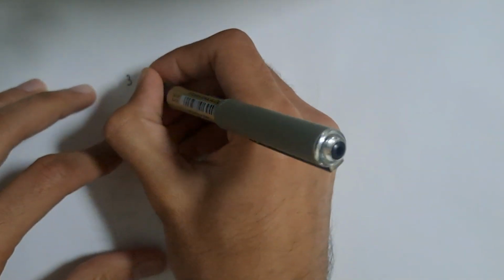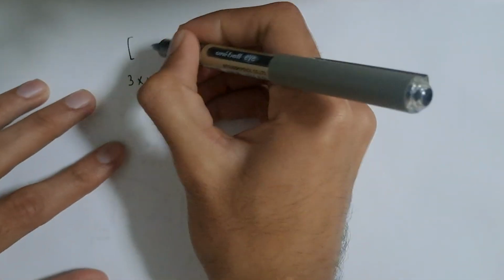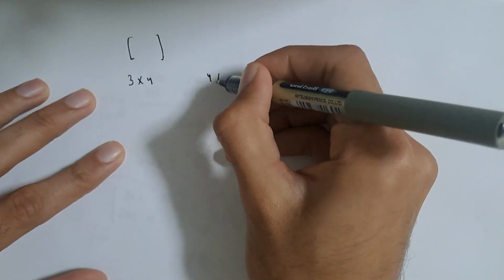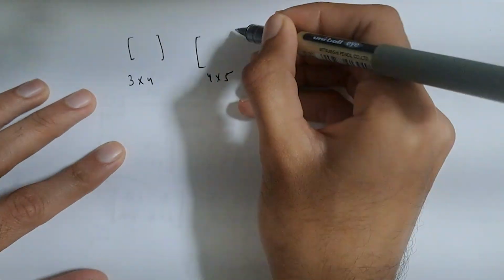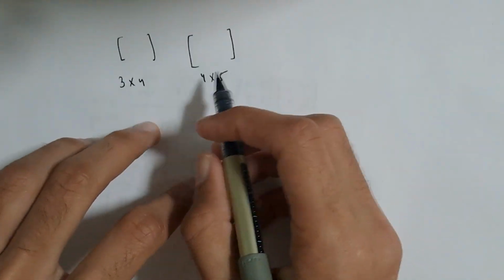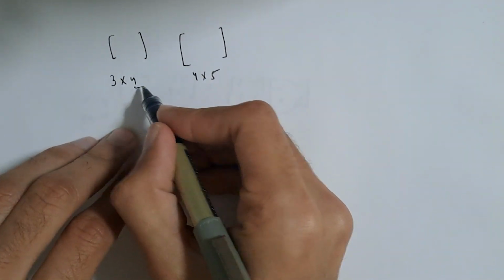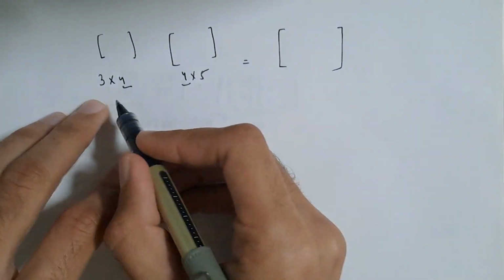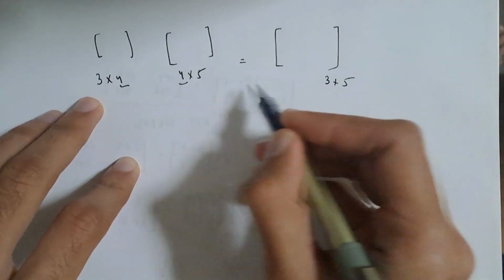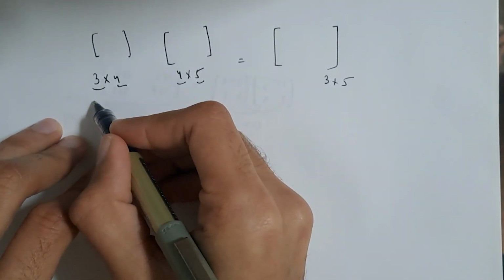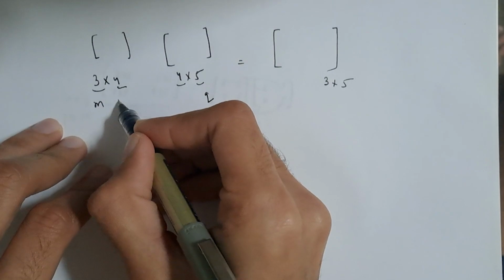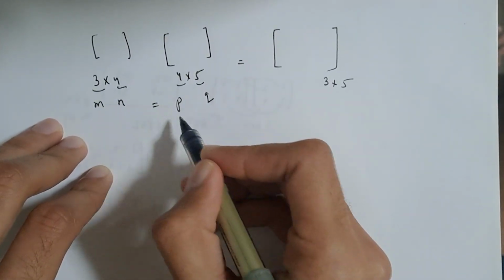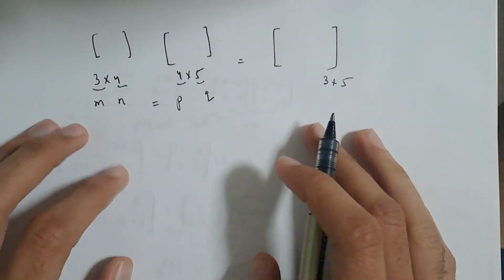So let me show an example. Say I had a 3 by 4 matrix here and a 4 by 5 matrix here. Can these matrices be multiplied? Yes, because this is equal to this, and the resulting one would have dimensions 3 by 5. That is m and q. And as you can see, n and p are the same. That's how we establish every system.